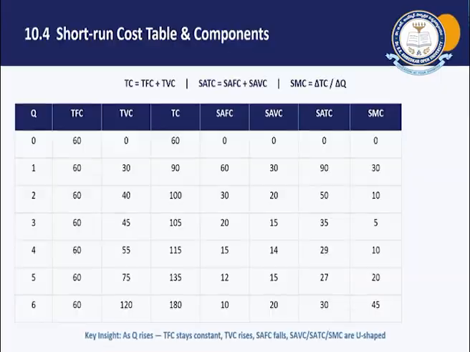If you see at the top of the table, you will find the simple equations for how you can find the total costs. That is, total cost is equal to total fixed cost plus total variable cost. Short-term average total cost equals short-term average fixed cost, that is SAFC, plus SAVC, short-term average variable cost. SATC is the short-term average total cost.